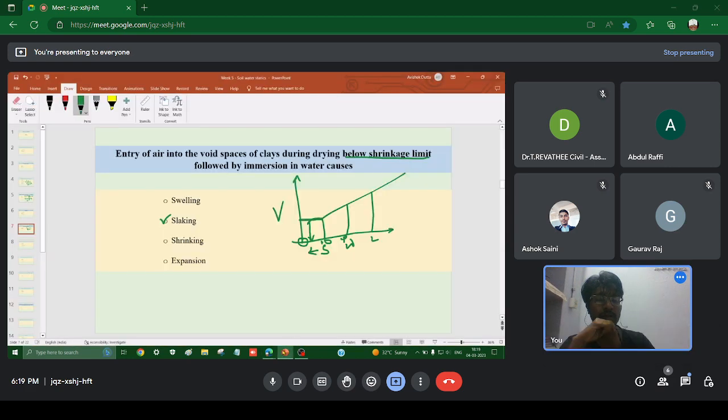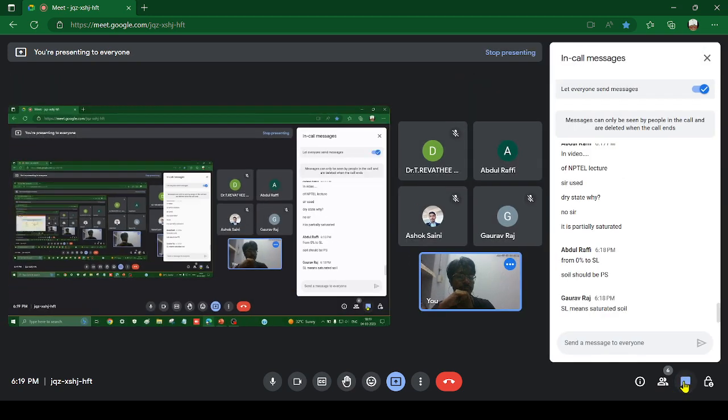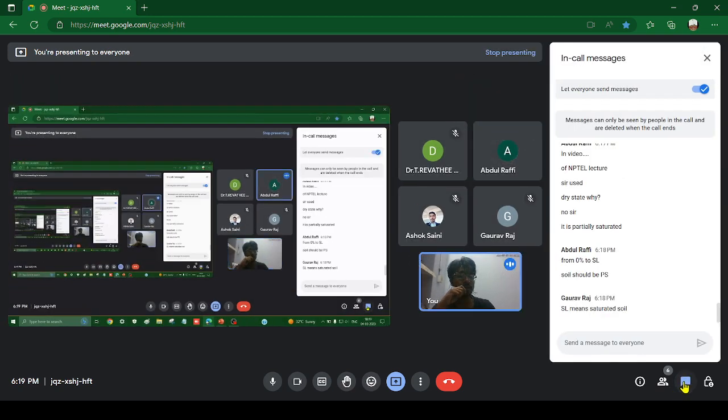SL means saturated soil. Can you hear me, sir? Yes, I can hear you. From 0 to shrinkage limit, soil should be what? PS, partially saturated. Yes, soil is partially saturated, because water is still present in the soil.